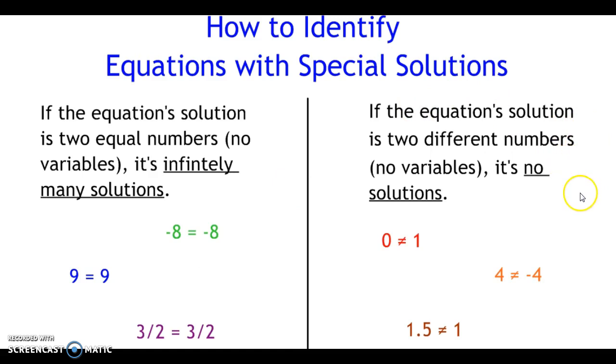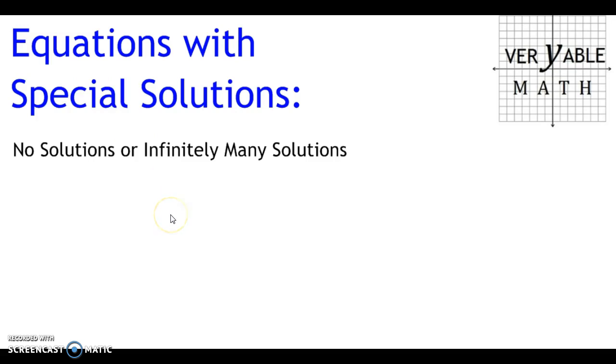If the equation solution is two different numbers, like 0 equals 1, or 4 equals -4, or 1.5 is equal to 1, we say it's no solutions. We can cross off the equal sign, make it a non-equal sign, and we can say that there are no solutions. Hopefully this helped with the skill of identifying the solutions for special equations, or equations with special solutions.